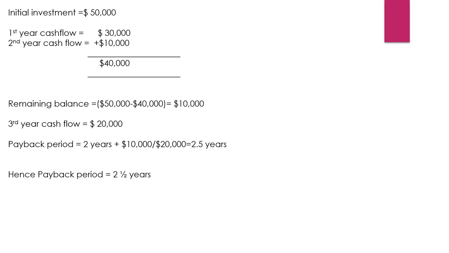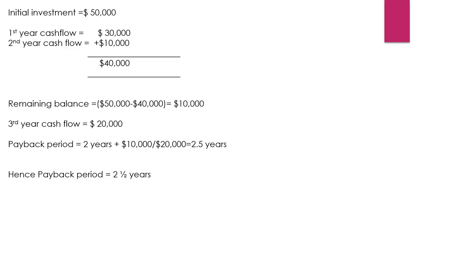So how much are we remaining with to recover our starting capital? Simply subtract the initial capital, $50,000, minus the cash flow that we have now. The total cash flow that we have now is $40,000. So the remaining balance is $10,000. So in the third year, the cash flow that we are given was $20,000.